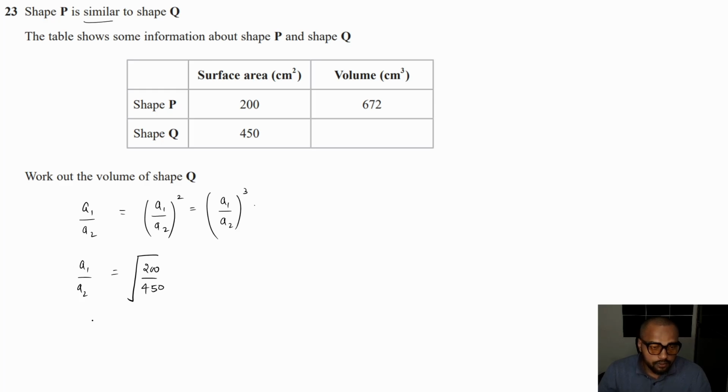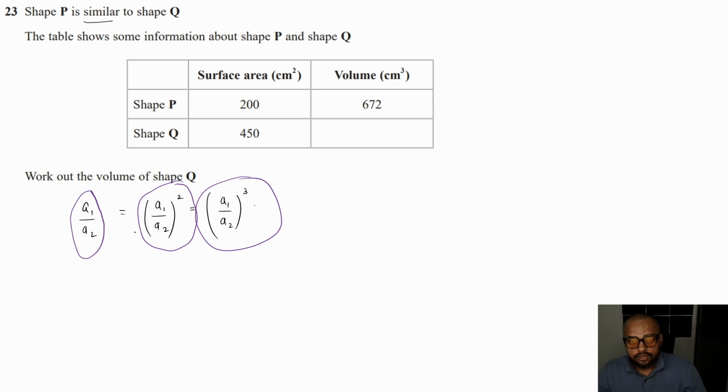Don't get confused, I'll do it again for you. I'll explain this. This is the ratio of side, this is the ratio of area, this is the ratio of volume. This is already mentioned in the book: if we have the ratio of a side, its square will be equal to the ratio of area, and its cube will be equal to the ratio of volume.